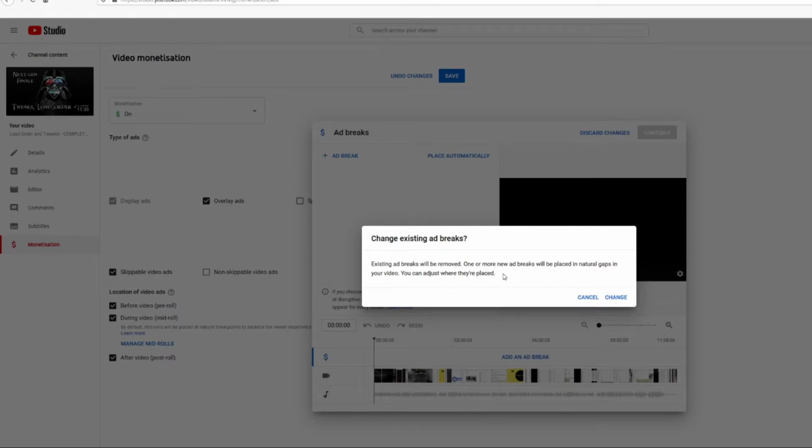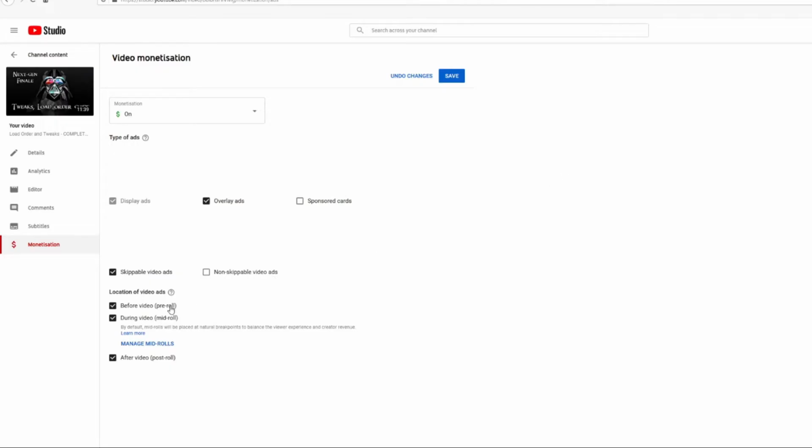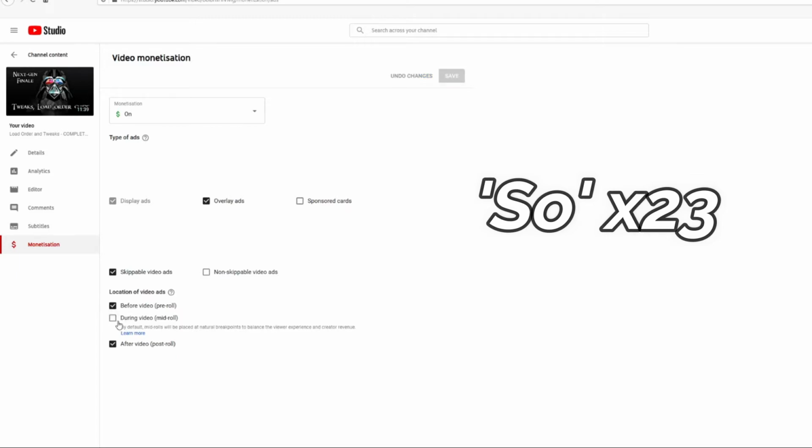yeah, these will be placed in natural gaps in your video. You can always adjust them when they're placed. And look, so I've got a 10-minute video and it wants to put 4 ads in, as well as before and after. How bad is that? Oh, Jesus. Look at that. It wants to put an ad literally 20 seconds before the end of the video. Anyway, so if you have during mid-roll, you can manage it and you can place them yourself.